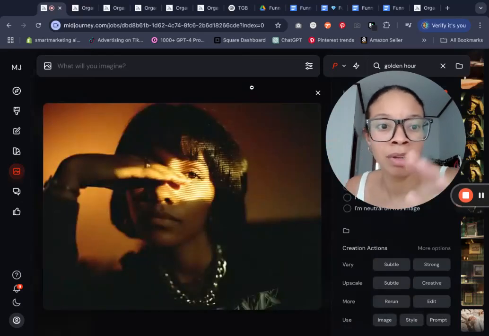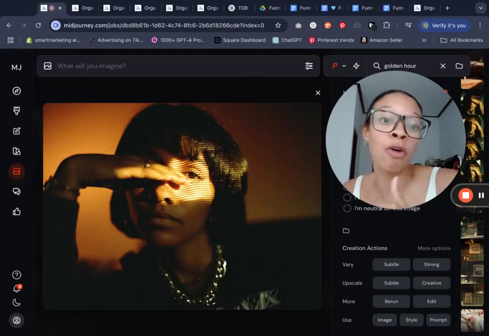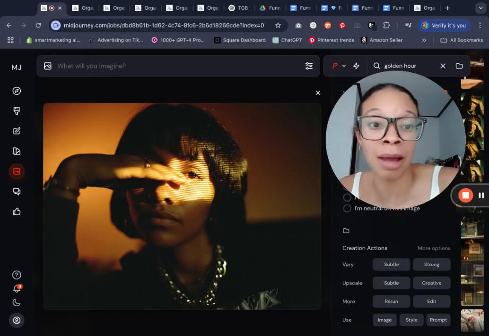Here's an example of golden hour. And then I also took it up a notch by having the golden hour stream in through the blinds. So you can think about that as you're creating your own prompts. Where's the light coming from? And is anything impeding the light, or is the light going through anything? That makes your image look a lot more interesting.